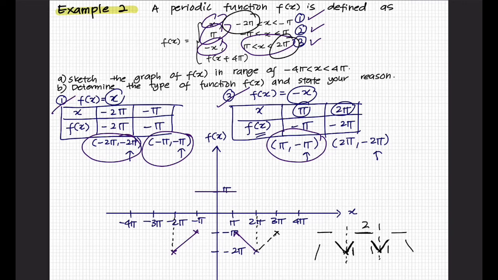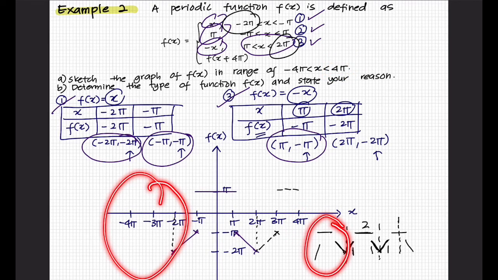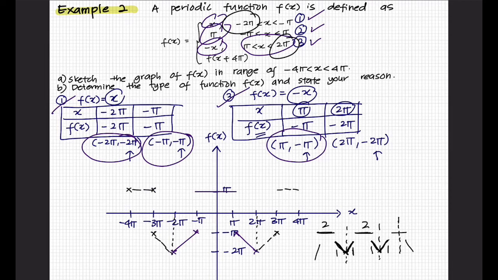Okay, after that, until 4 pi. 1 unit until here. So the repeated pattern is not complete because the question wants you to sketch until 4 pi only. For this side, follow this one. This is the complete answer for question A.